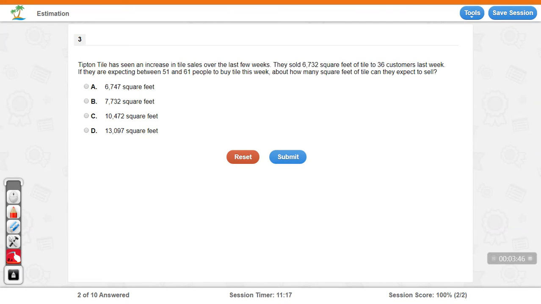All right, this problem here. Uniquely, this problem, if you were to round, it does actually work out rather well. However, I'm going to show you how to do it without rounding, because once again, you never know if the problem you're dealing with, when you round it, if it's going to work out well or not.